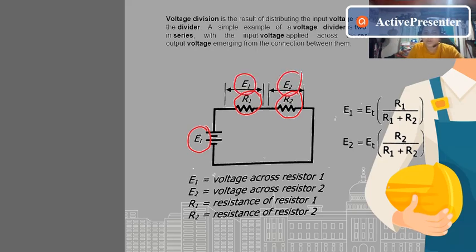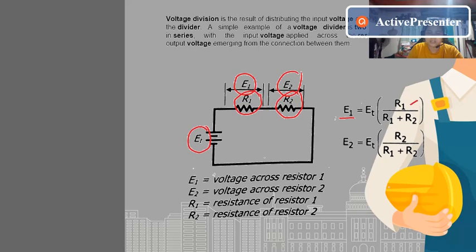So there are formulas on how to solve for the voltage across R1 and the voltage across resistor 2. For E1, using voltage division, E1 is equal to the total voltage multiplied by R1. Since we want E1, the numerator should be R1 first. So R1 divided by R1 plus R2.